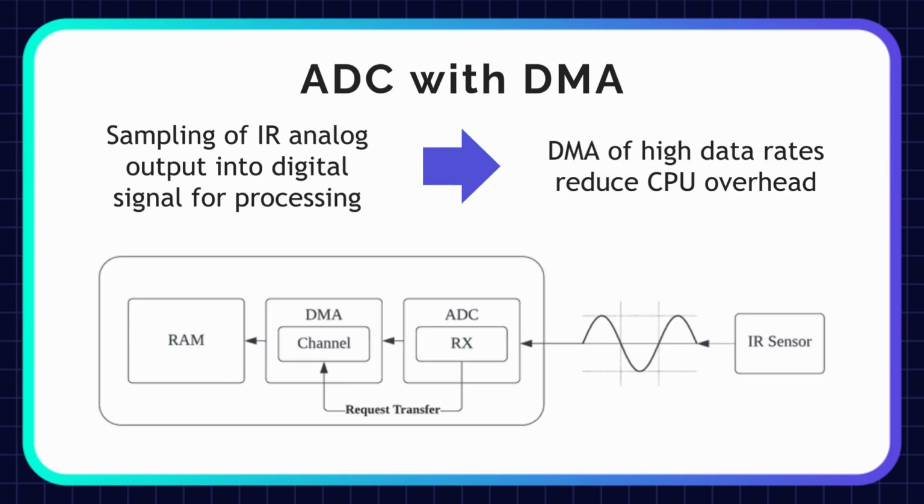for more efficient control. To process our IR sensor's analog data, this analog signal is sampled into a digital signal using an ADC, and this data from the ADC will be sampled through a DMA channel and then thrown directly into RAM for processing using our CPU. This will reduce the CPU overhead for data transfer from the IR sensor.